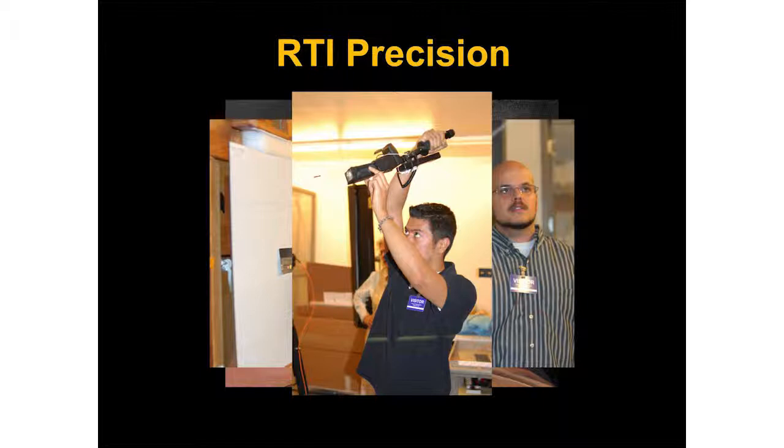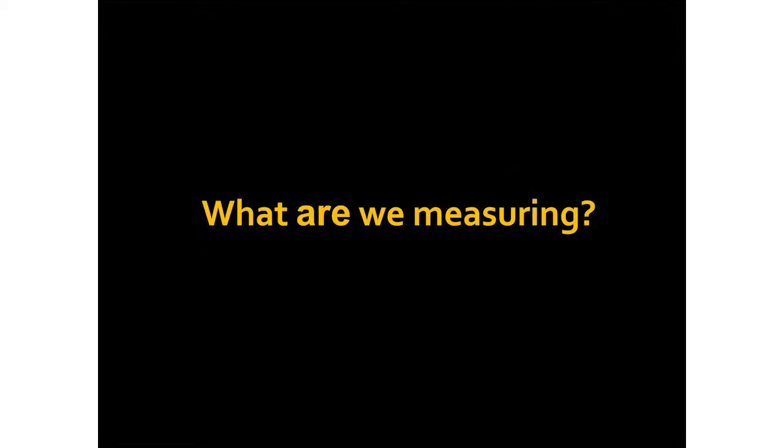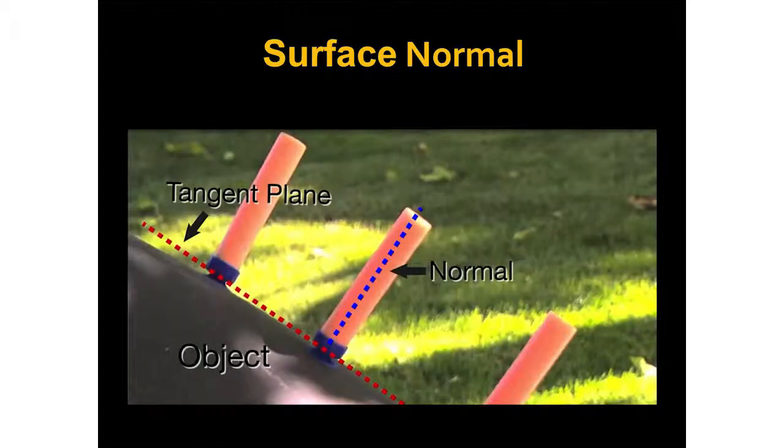Here's an example of an RTI that we did in infrared, and I think it's a PTM at the end of that. That's Georgia O'Keeffe's feather and horn. So what is it that we're looking for in precision? What is it that we're measuring? I think that needs to be cleared up, and that is the surface normal. The surface normal is just the imaginary line that is perpendicular to a tangent plane of an object. So it's just pointing straight up from a surface.